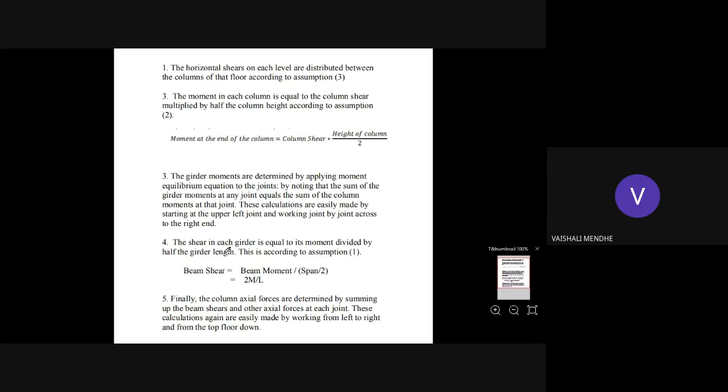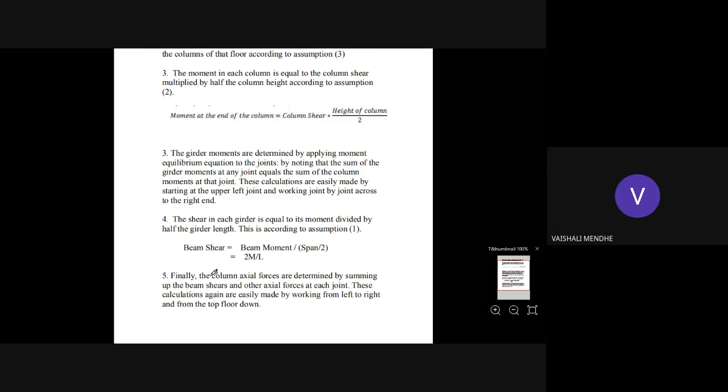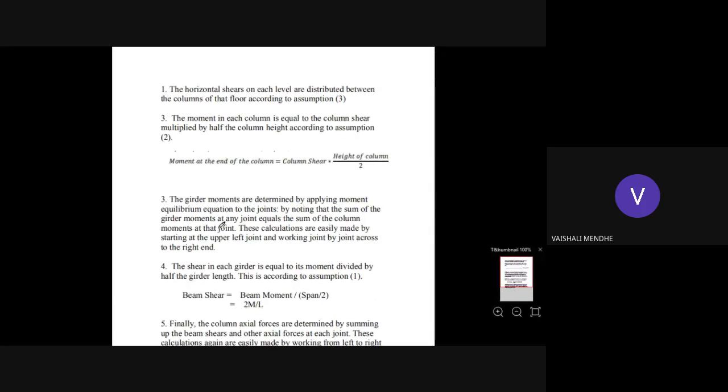Okay, and finally after finding out the beam shear, you have to find out the column axial forces, which are determined by summing up the beam shears and other axial forces at each joint. Again, how to calculate this, we will see from left to right and from the top floor down. Okay, so all the calculations we have to make on the figure. On the whole frame we have to do the calculation. You only have to keep these steps in mind.